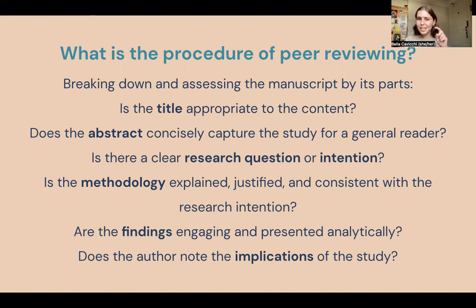And so you might notice a theme already, that what we're really looking for is consistency throughout these components. Consistency to the content, to the questions, and also readability. I don't want to overstate or understate the importance of having work that speaks to a general audience, work that is accessible for a general reader. So title, abstract, then you might move to the research question.